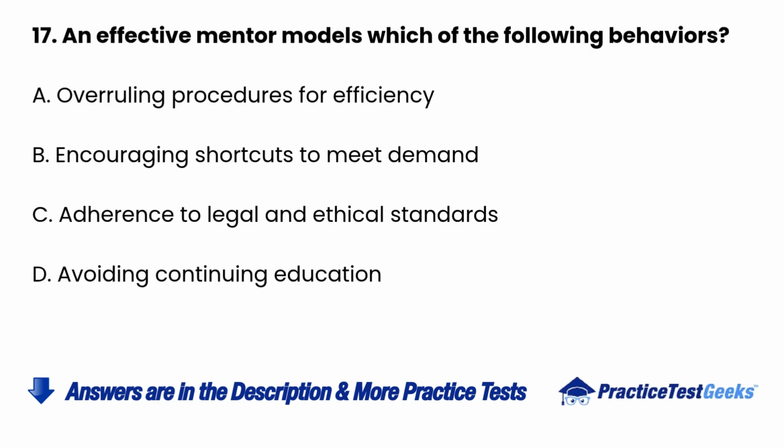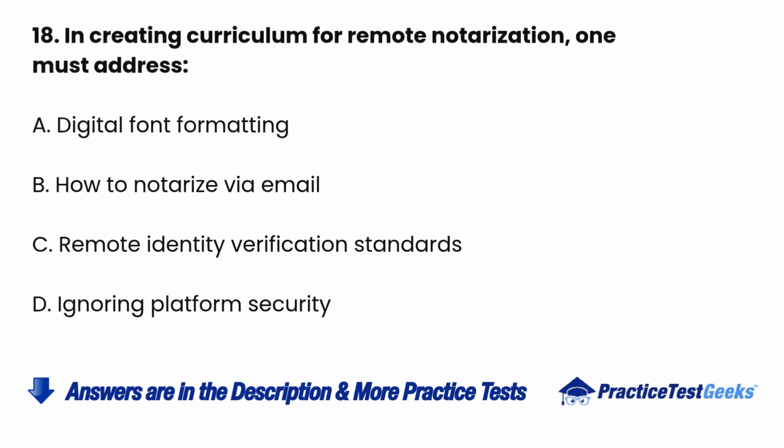17. An effective mentor models which of the following behaviors? A. Overruling procedures for efficiency. B. Encouraging shortcuts to meet demand. C. Adherence to legal and ethical standards. D. Avoiding continuing education.